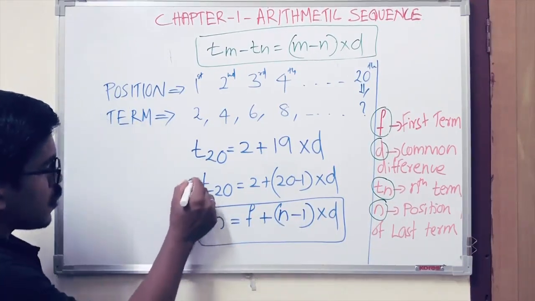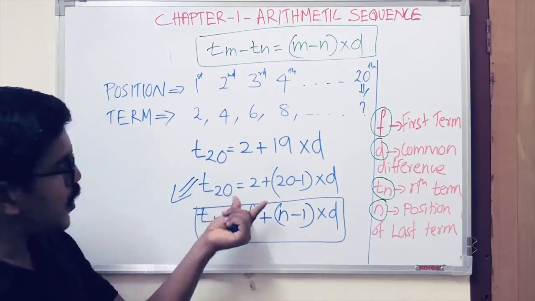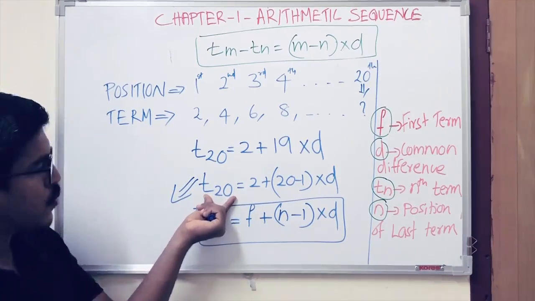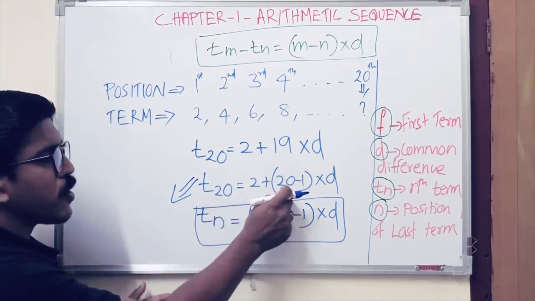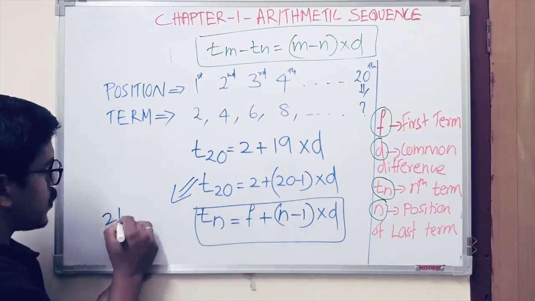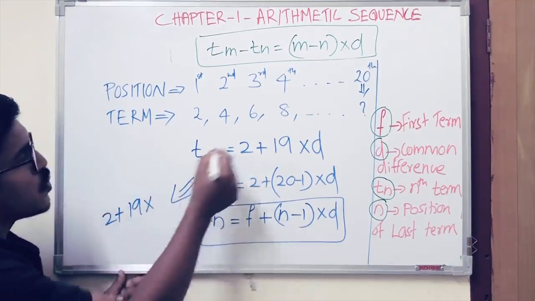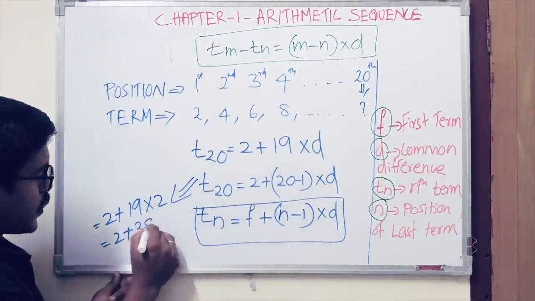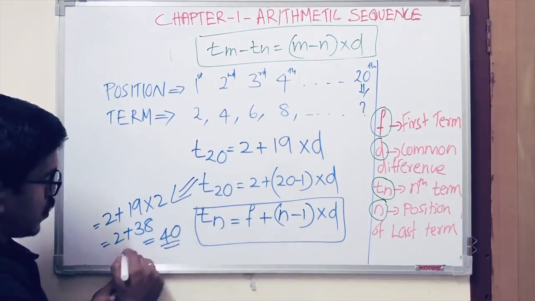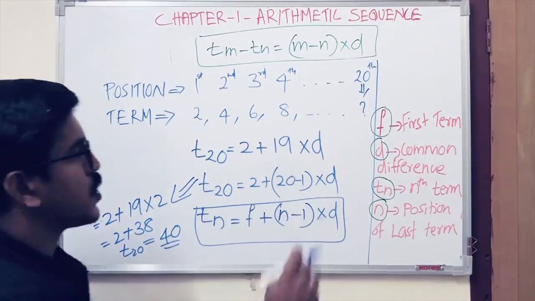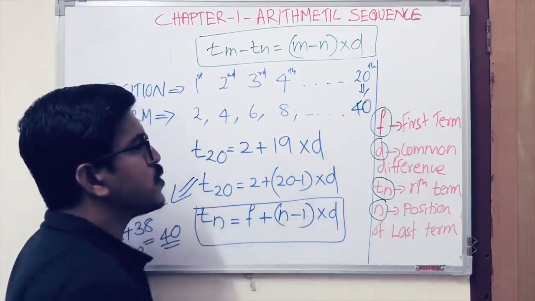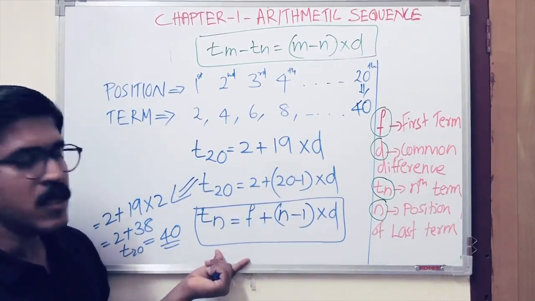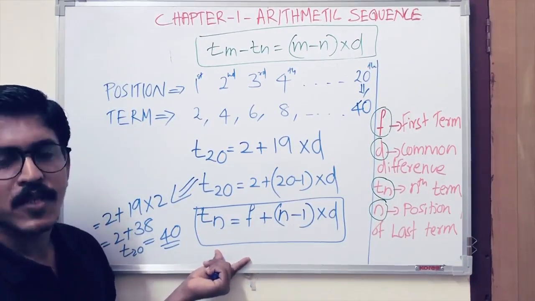If you want, you can find the answer for this particular T20 right now. T20 is equal to 2 plus (20 minus 1) into d. That is 2 plus 19, the common difference here is 2, so that is 2 plus 38. So the 20th term is 40. We can use this formula to find the nth term of any arithmetic sequence.